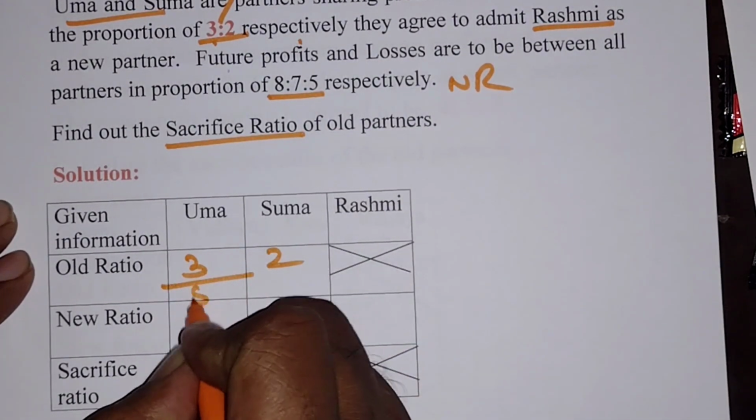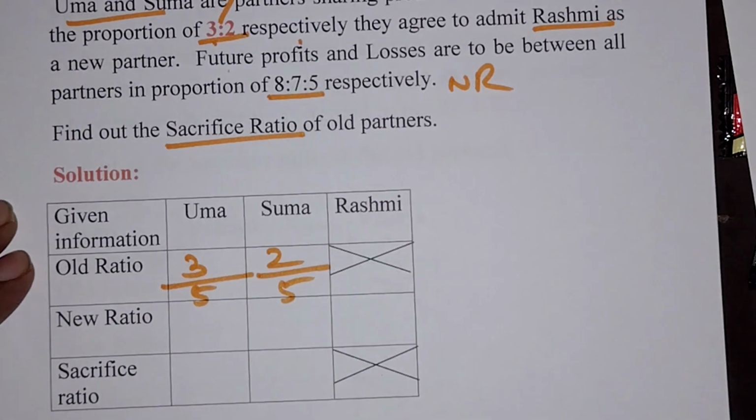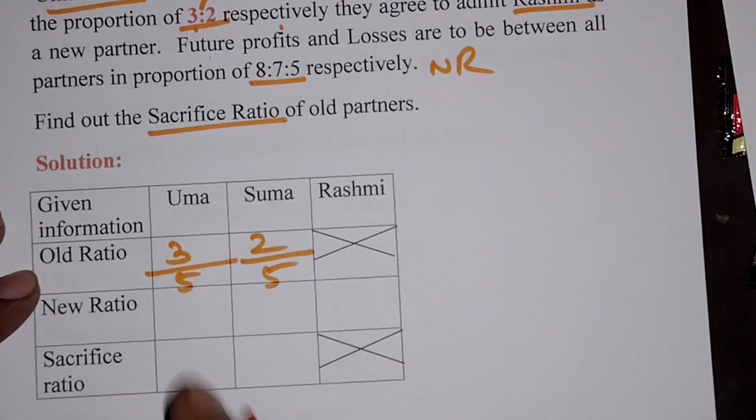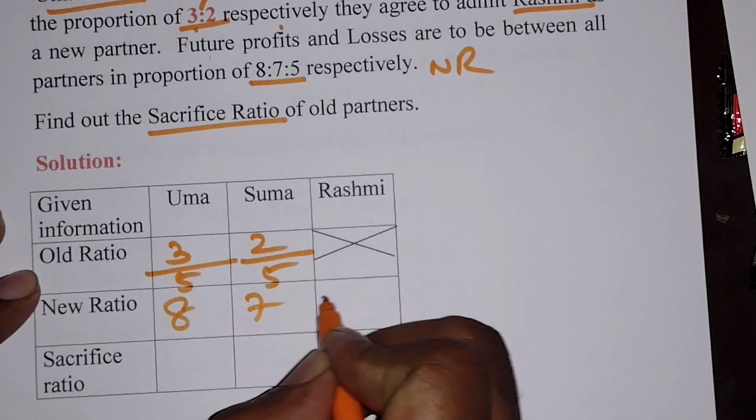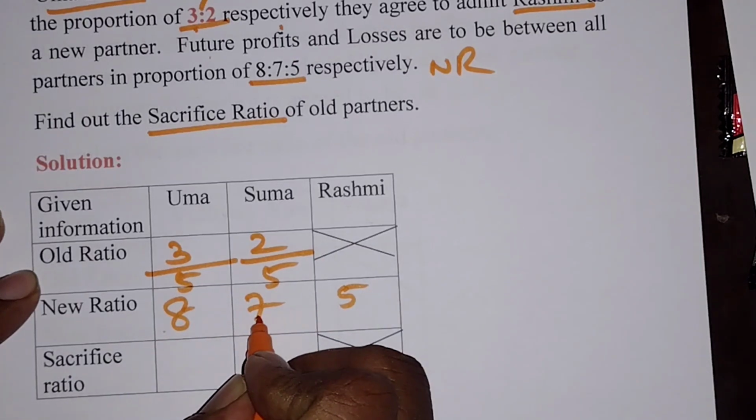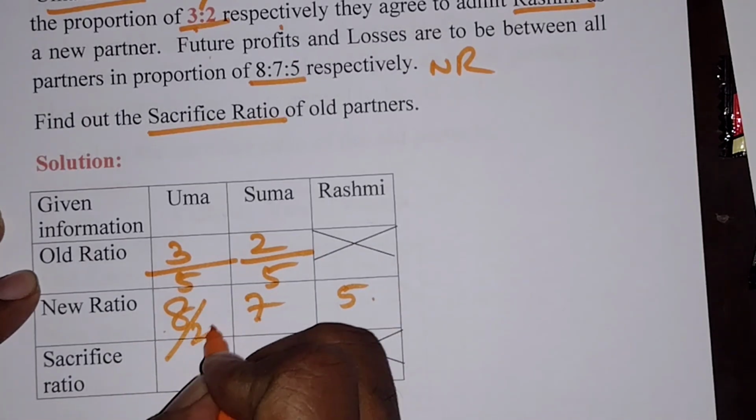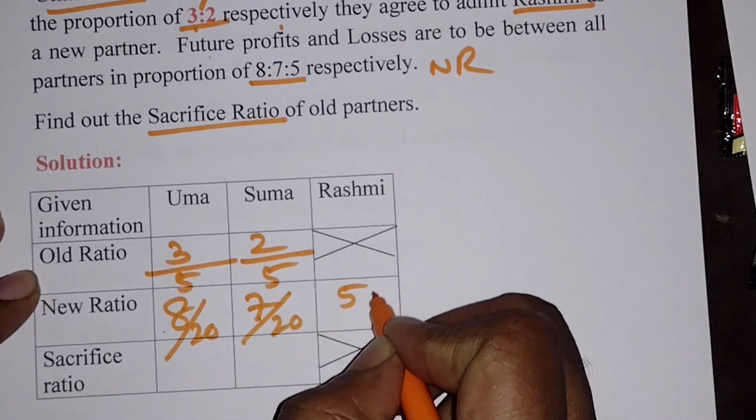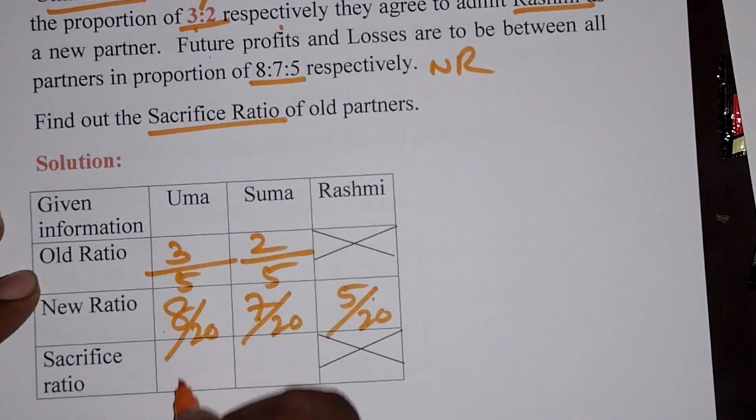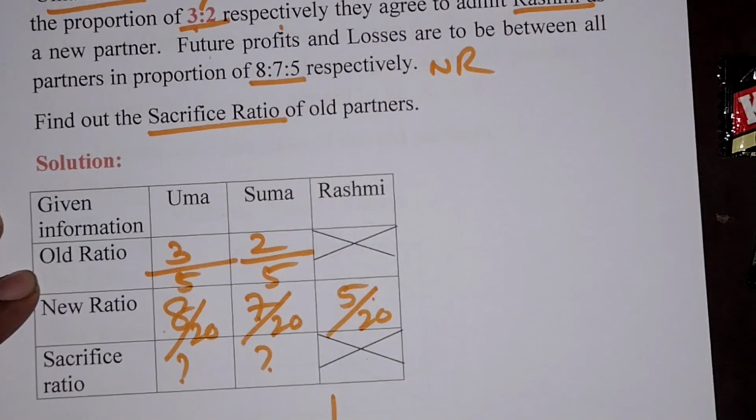Come on, old ratio: 3:2, so 3 by 5, 2 by 5. New ratio: 8:7:5. 8 plus 7 is 15, 15 plus 5 is 20. So 8 by 20, 7 by 20, 5 by 20. They are asking us to calculate the sacrifice ratio. Yes. What is the formula for sacrifice ratio?